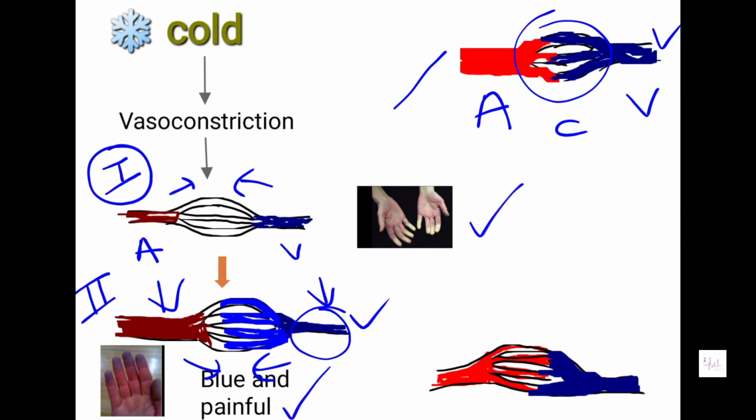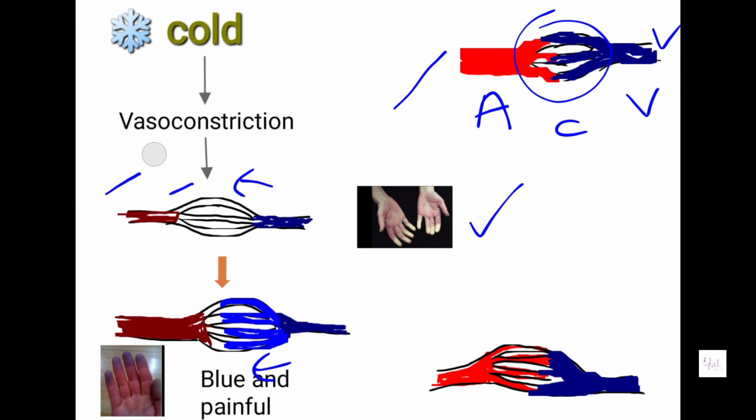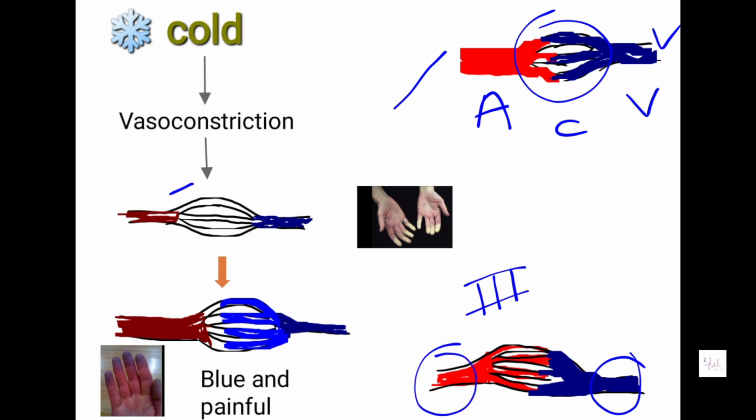Next, let's discuss phase 3. So what happened in phase 3? Can you identify the difference between these two images? Wait, let me just erase this. One second. Okay, this is phase 3. What happens here? You can see both the arteries and vein are back to normal. Both arteries and vein are relaxed. So the hand appears normal again.